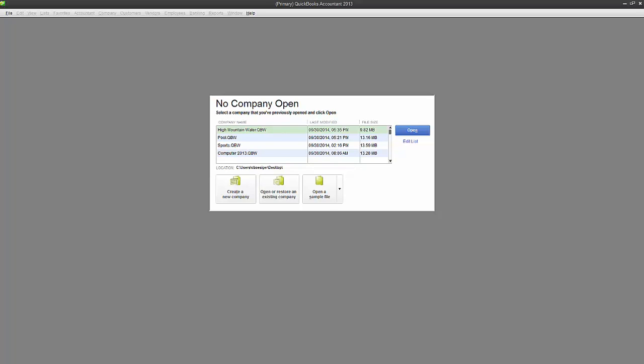Be checking your deposits. Make sure you have your discounts correct. Payment discounts, sales discounts. Be sure to be looking at those and making sure those are done correctly. That will help your life immensely.